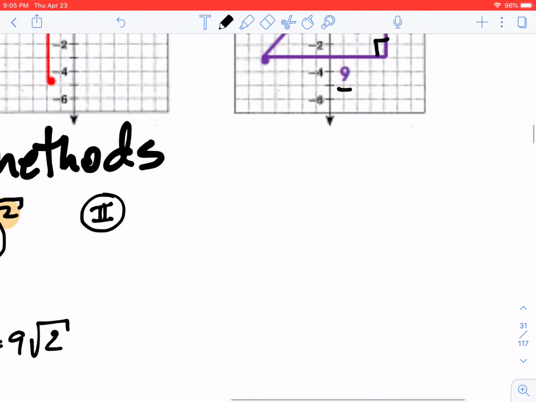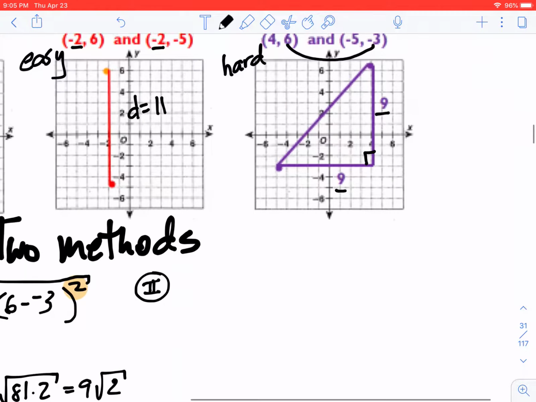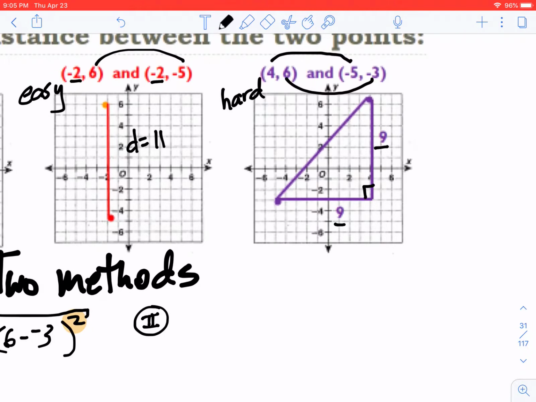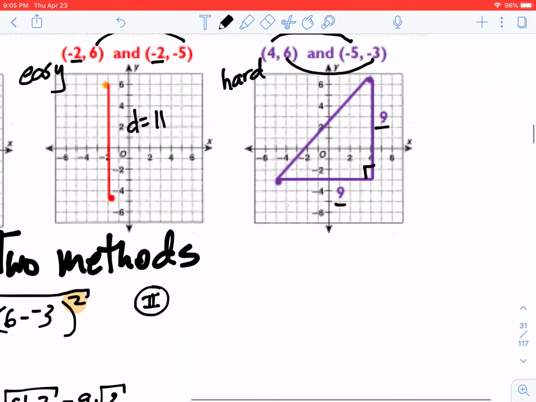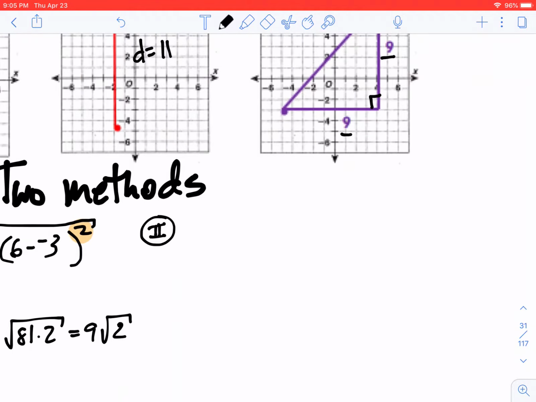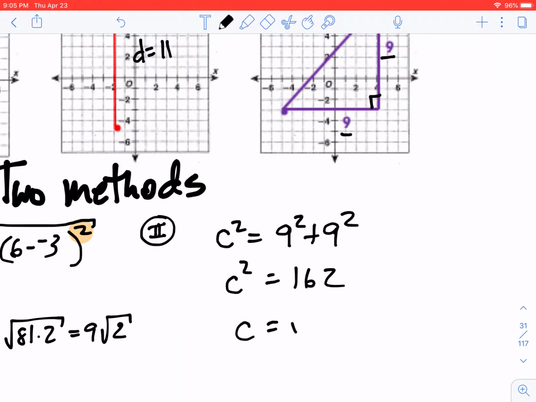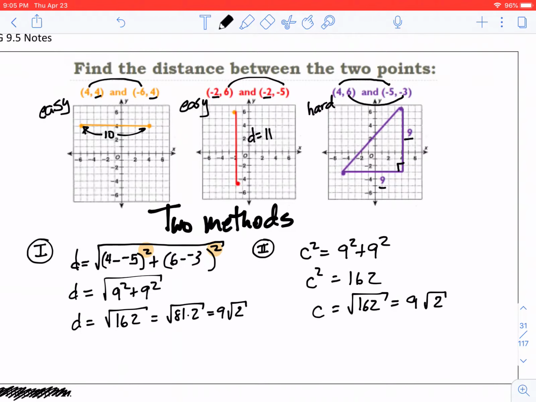Method 2. Again, this would be, I think, the preferred, faster way to do this problem. Look at those 2 distances mentally and do that subtraction, and then just say, okay, well, c squared is going to be 9 squared plus 9 squared. So c squared is 162. So c is the square root of 162. Again, 9 root 2, ignoring the negative answer. So there are the 2 ways. Hopefully I've convinced you that doing a Pythagorean approach is probably a faster way.